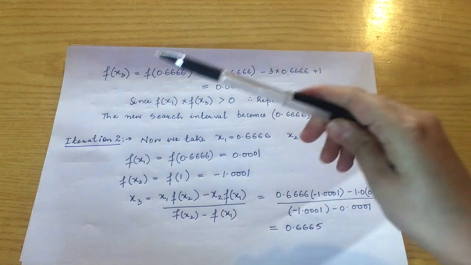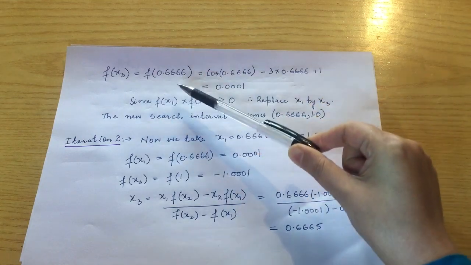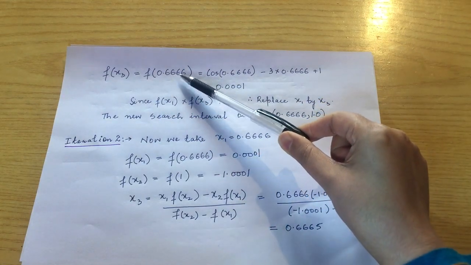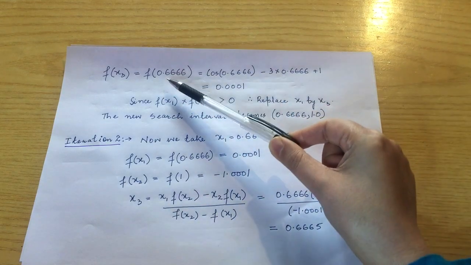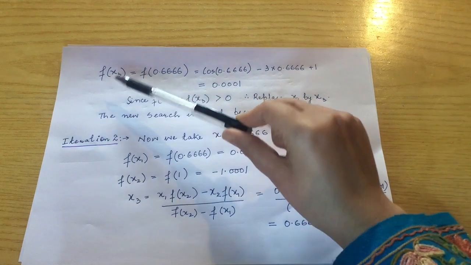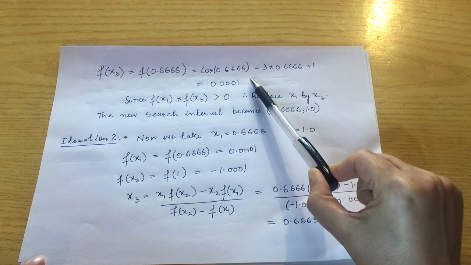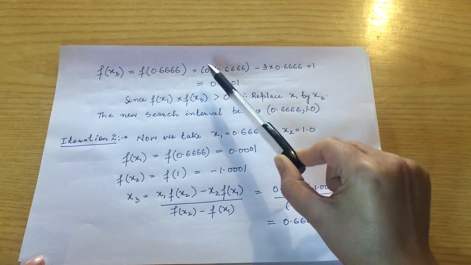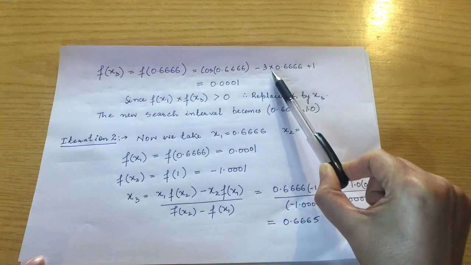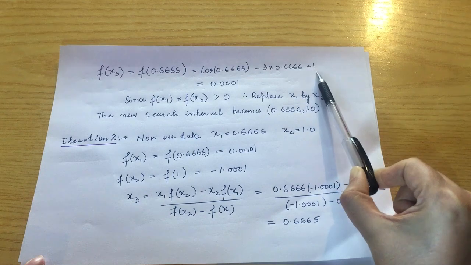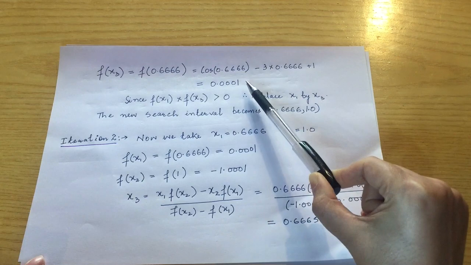Now, here f of x3 we first have to evaluate. When we are evaluating, f of x3 will be equivalent to 0.6666, which we got from the previous step, the value of f of x3. Our given equation is cos of x minus 3x plus 1. So here it will be equal to cos of 0.6666 minus 3 multiplied by 0.6666 plus 1. When we evaluate this, it will be equivalent to 0.0001.